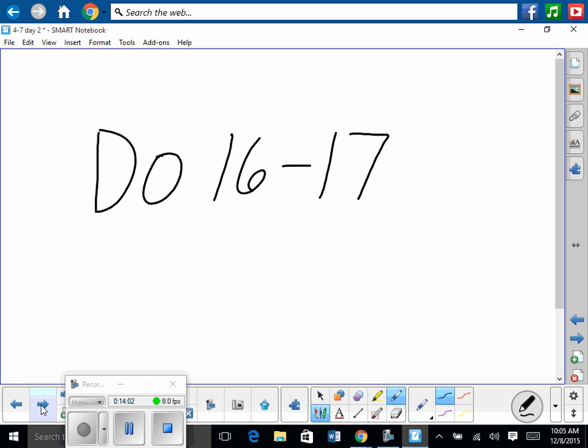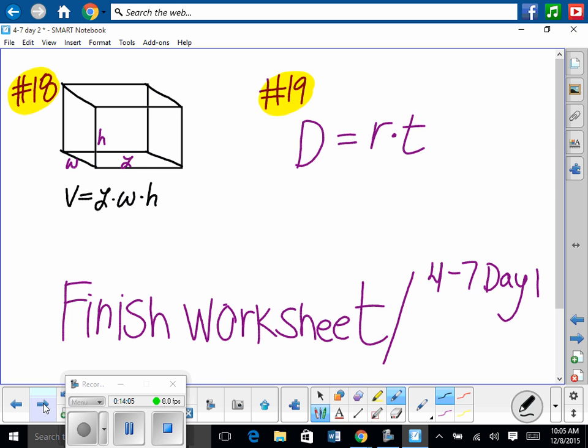Okay. Do 16 and 17 as well as you'll just finish the worksheet. You're going to need the formula for volume on number 18, which is length times width times height. And for number 19, here's the formula for distance. Distance is equal to rate times time. Plug things in, solve for what you need to solve for. Simplify. Finish the worksheet.